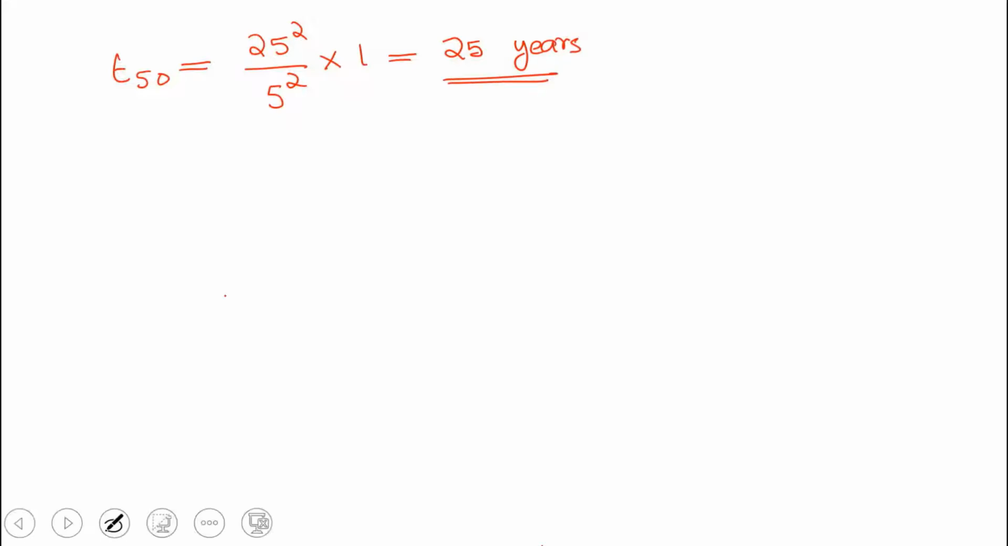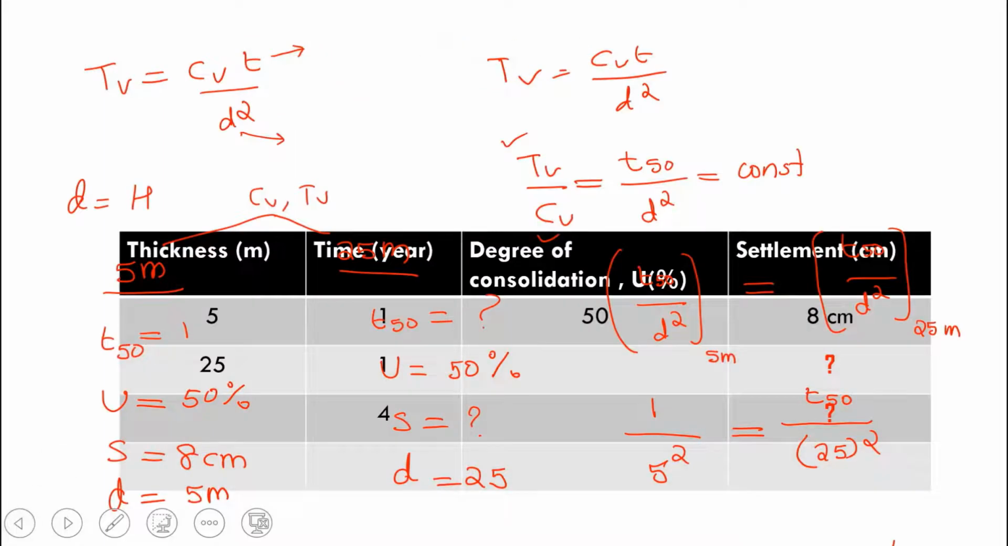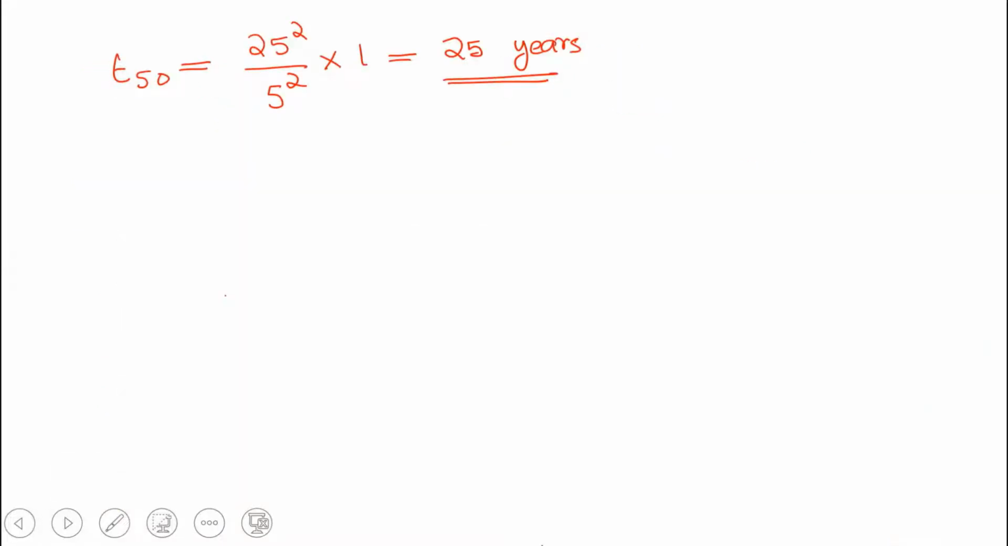Okay, so in order to reach 50% consolidation, it will take 25 years for the 25 meter thick clay layer, right? So we have found out this 25 meter thick clay layer will take 25 years for 50% consolidation.